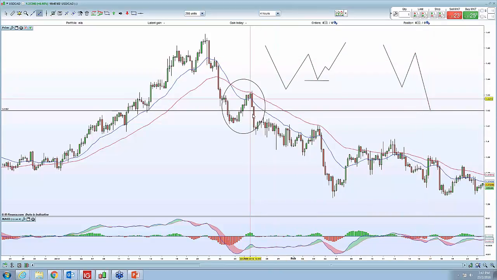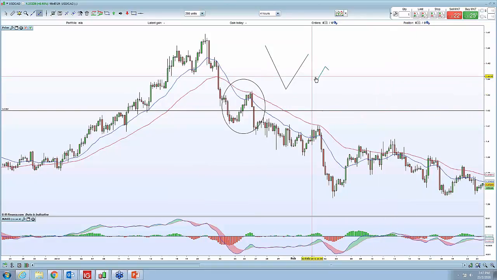So by waiting I was kept out of trouble. I was kept out of trouble here. Therefore I didn't enter the buy at 142, even though I was bullish. So that was the first place I was bullish on.